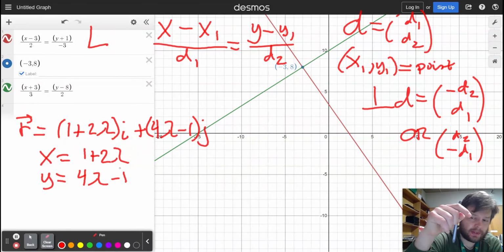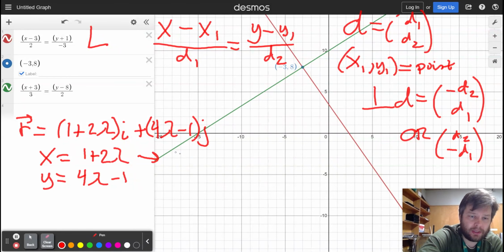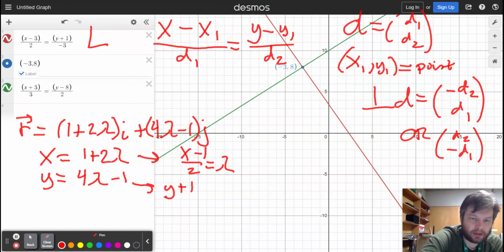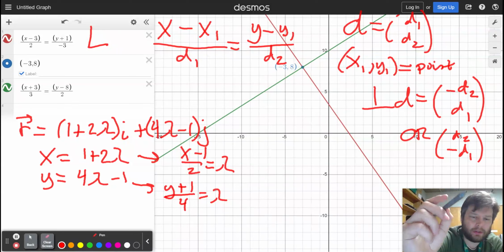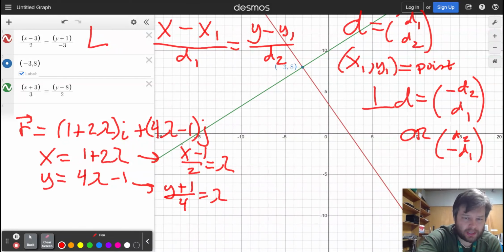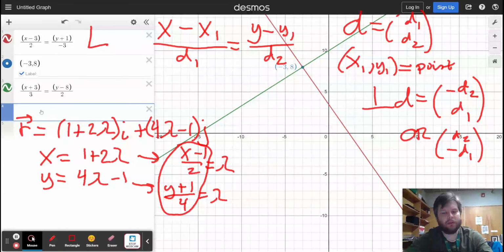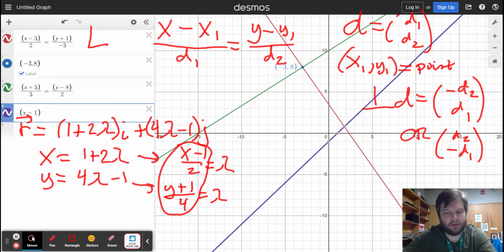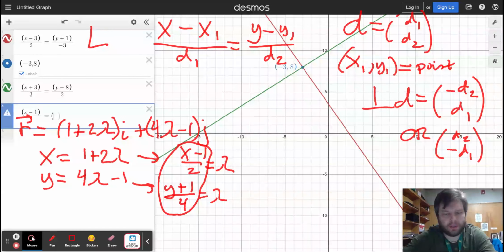Because both of those equations have lambda, I can solve: (x minus 1) over 2 is lambda, and here (y plus 1) over 4 is lambda. And so then I know that the new line R is setting these two things equal to each other. So if I wanted to visualize line R, I could type in (x minus 1) over 2 equals (y plus 1) over 4.